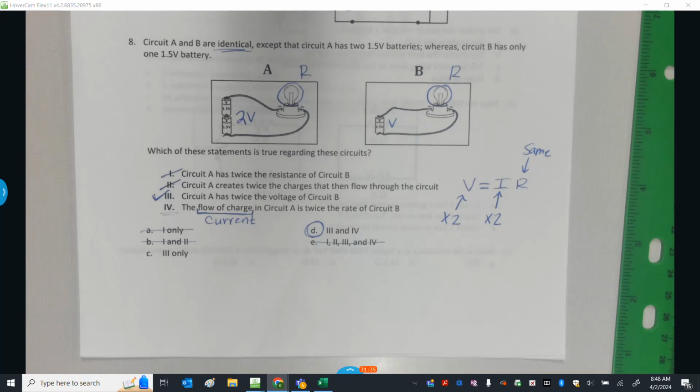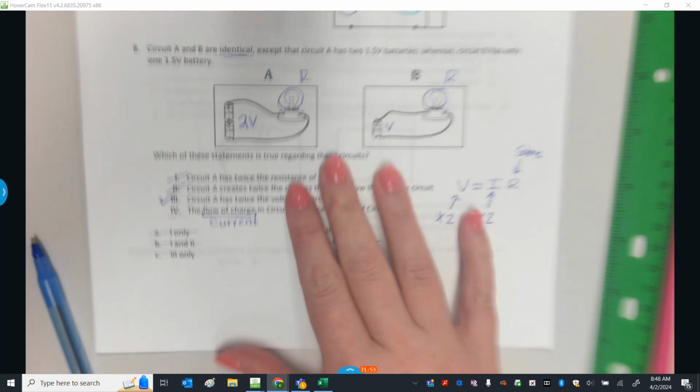80% of you got number 8 right, and those of you who missed it largely chose C, which means you were on the right track. You just didn't pick statement 4 as well. Are we okay with statement 4? Do you understand what it's talking about? We're good? All right. Let's go ahead then and take a look at the next question.